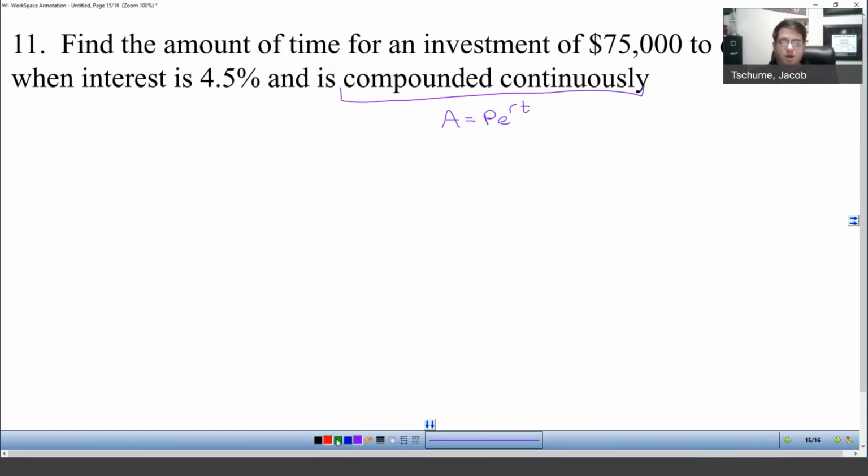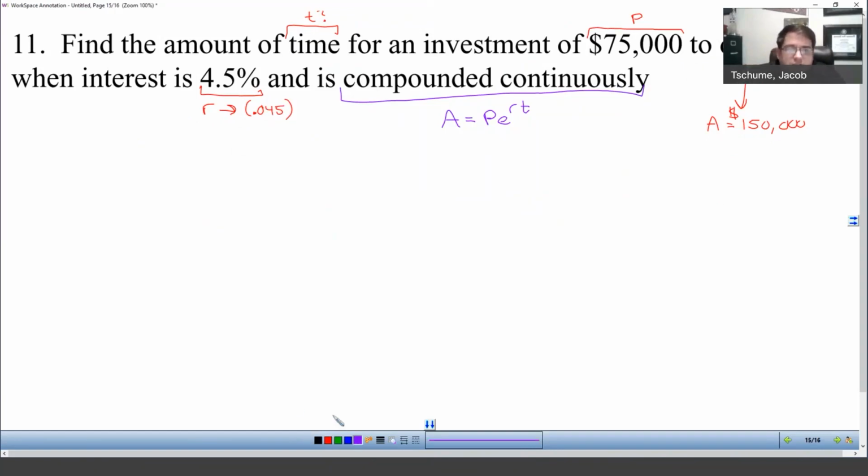All right, going through my problem, let's see what I know. I'm looking for time t. So my unknown this time is t, which means I should know what A, P, and r have to be. We have an initial investment of $75,000, so that is my principal. And while it doesn't officially tell you the A, it says you want to double it. So that means my final value needs to be double that, which is $150,000. The interest rate is 4.5%, but remember, move your decimal over, and we're going to use 0.045 as our value.